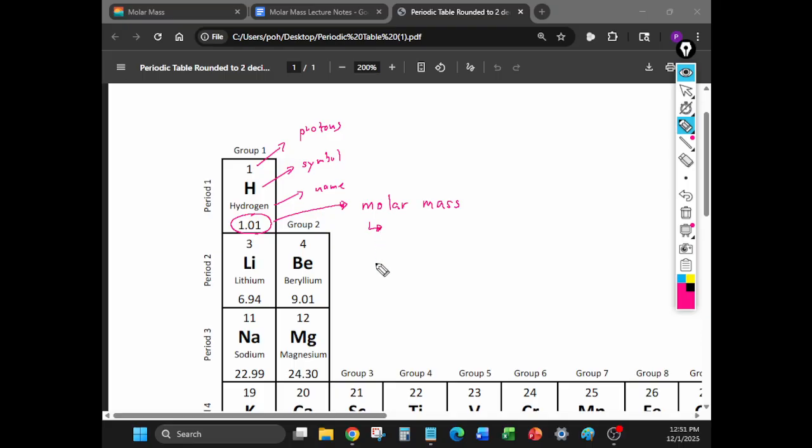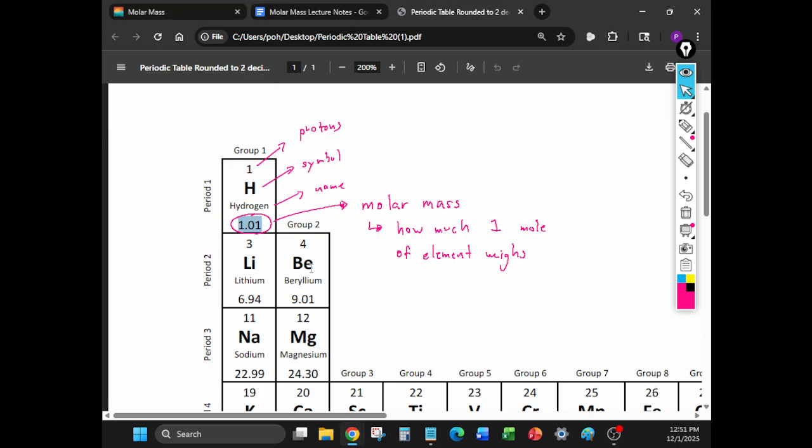Okay, and so molar mass is what the name sounds like. It's the mass of 1 mole. Basically, how much 1 mole of this element weighs. So if you had 1 mole, 602 hexillion of these atoms, this is how much it's going to weigh. Specifically, it's going to be in grams. So really, really small.